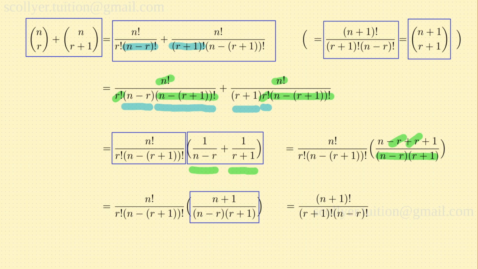And now we're done, because we note that n plus 1 times n factorial is n plus 1 factorial. N minus r times n minus r plus 1 factorial is n minus r factorial, and r plus 1 times r factorial is r plus 1 factorial. But that, of course, is precisely the expression that we had to produce to show that both sides are equal.